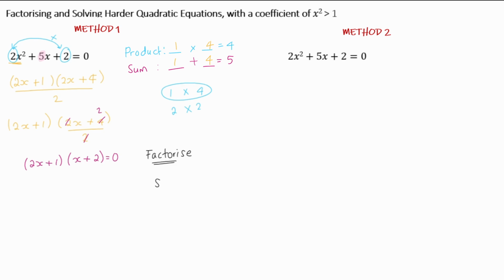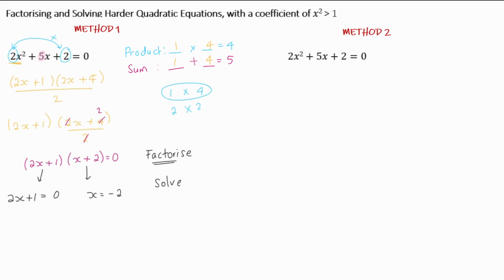If we want to go ahead and solve this quadratic equation, we would equate each bracket to 0 separately. So for the second bracket, we know that if x plus 2 is equal to 0, that means x has to be minus 2. In the first bracket, if we know 2x plus 1 is equal to 0, we can just solve this like a normal linear equation to find x.